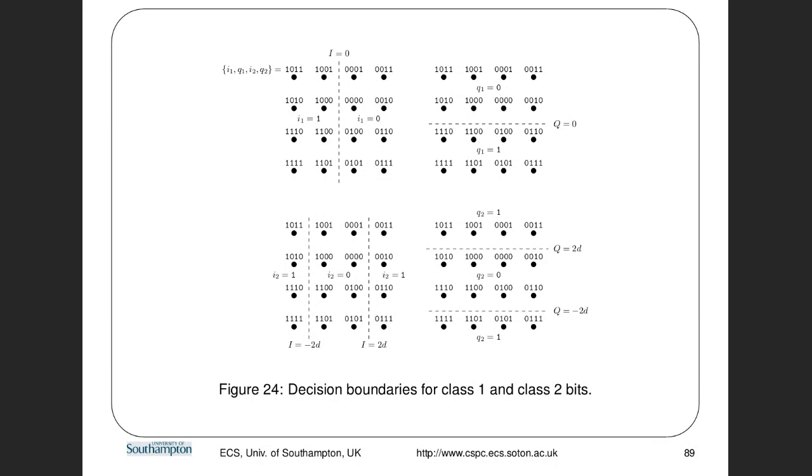We have four bits, and for each bit, we will have a decision boundary. Let's recall that for BPSK constellation, we have D and minus D. There is only one bit mapping, so the bit is either 0 or 1. The decision boundary is in the middle, and the BER of this BPSK scheme is Q function of distance divided by the noise standard deviation.